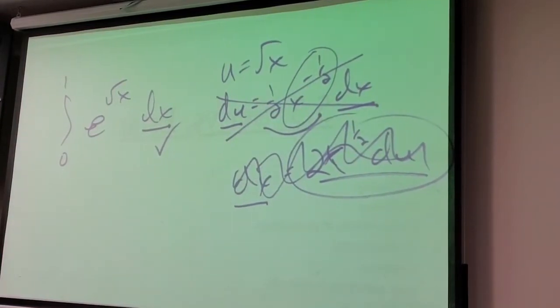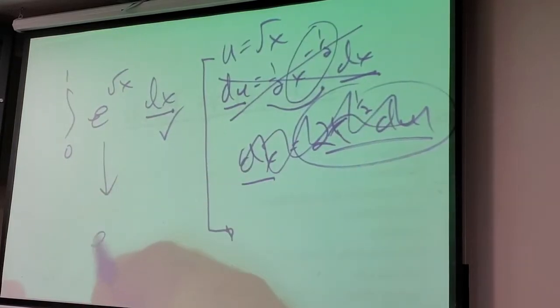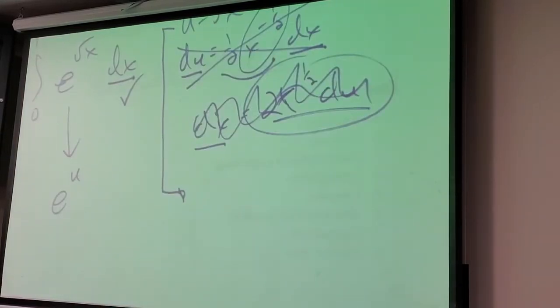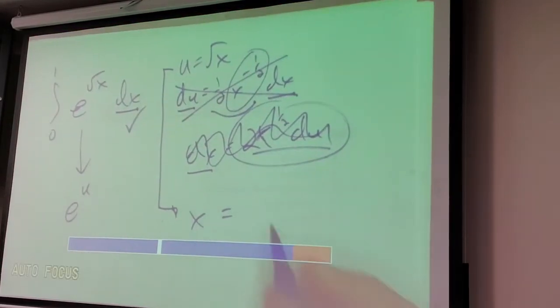So here is another level of flexibility with u substitution. U is the square root of x. So I know this is going to be e to the u eventually. If u is the square root of x, what is x? U squared. I love it.